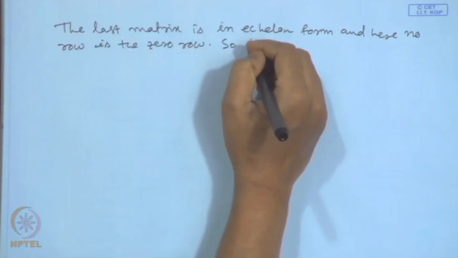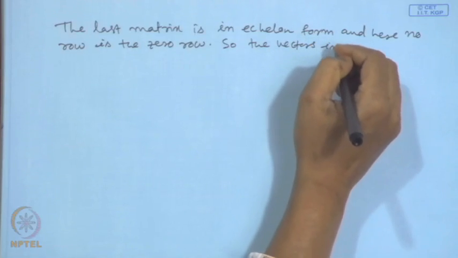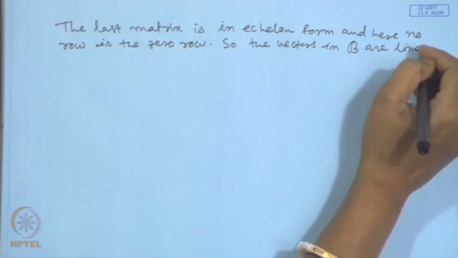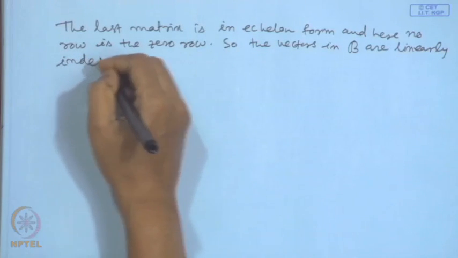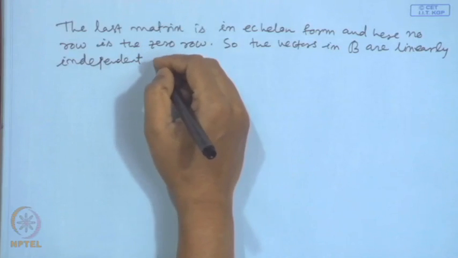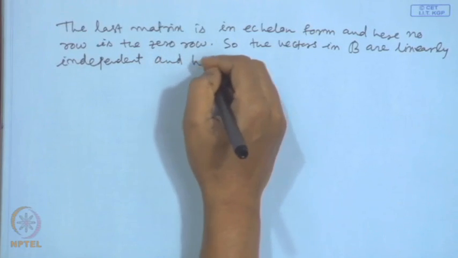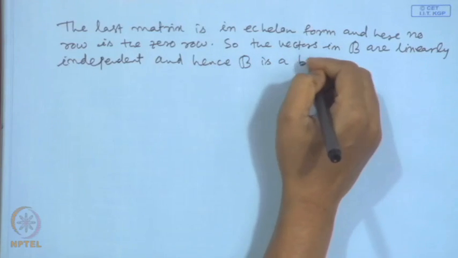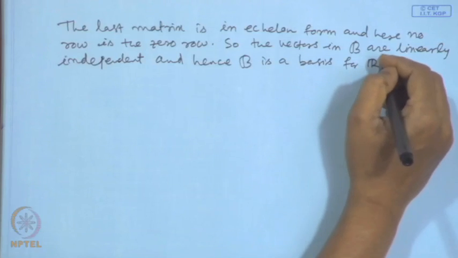So, the vectors in B are linearly independent and hence B is a basis for R 3.